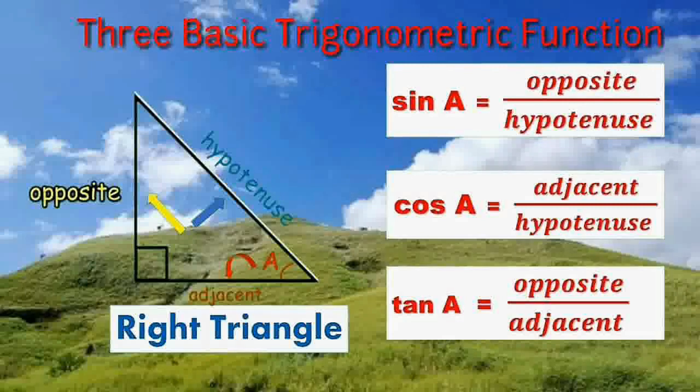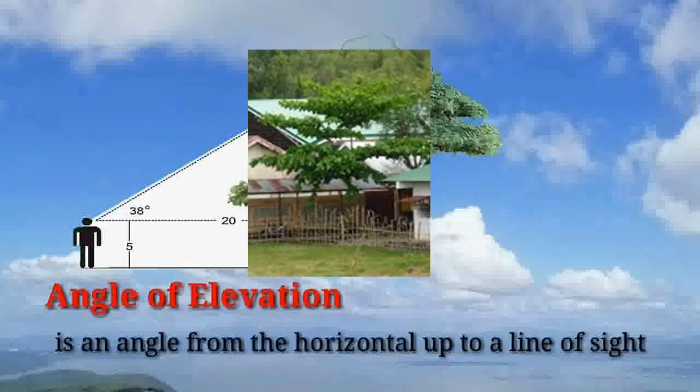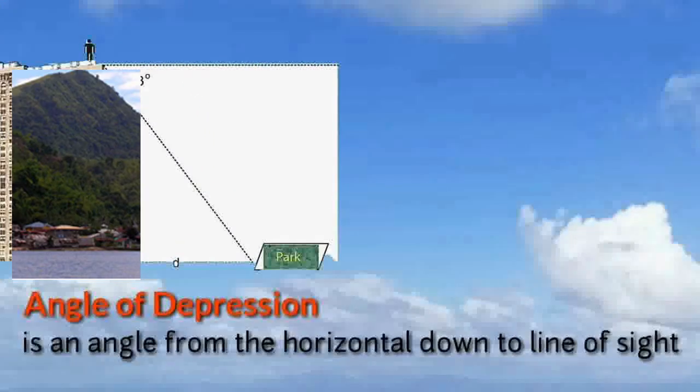These ratios are always associated with angle of elevation. Angle of elevation is an angle from the horizontal up to the line of sight. These are also used in angle of depression. Angle of depression is an angle from the horizontal down to the line of sight.